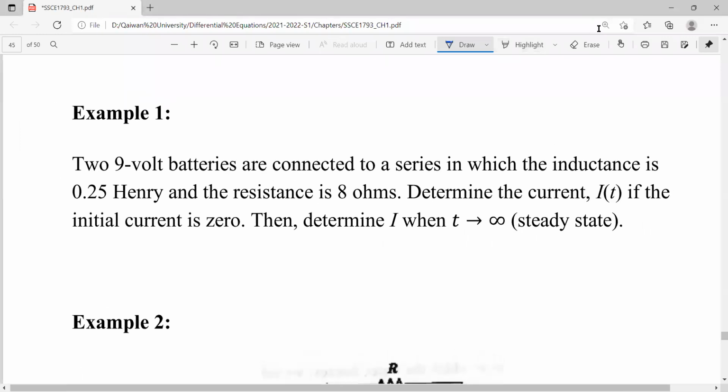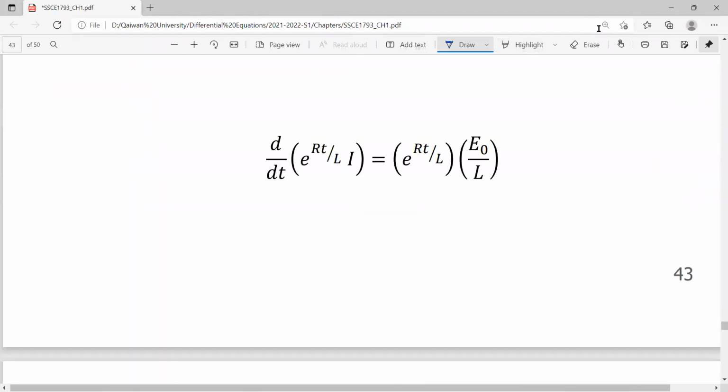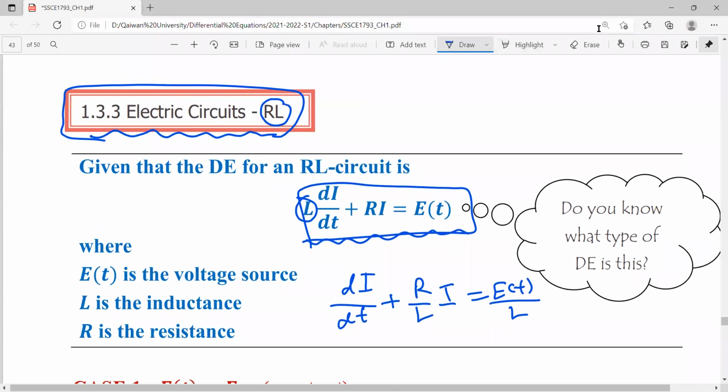We now have this example about electric circuits. We said for solving all the electric circuit problems, we use this differential equation: L times di by dt plus R I equals E of t. I is the current, E is the voltage source, L is the inductance, and R is the resistance. To solve any problem related to electric circuits, RL means resistance, inductance problems.